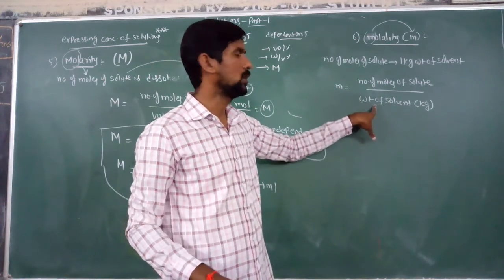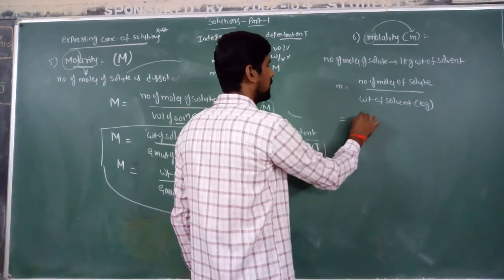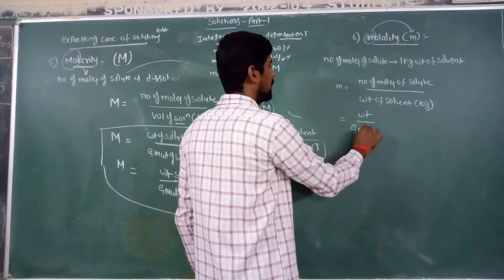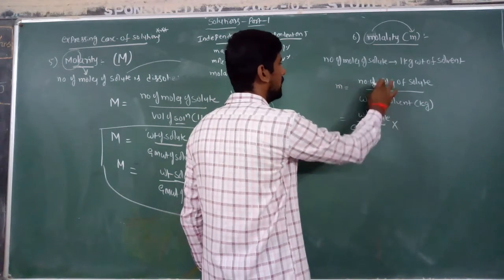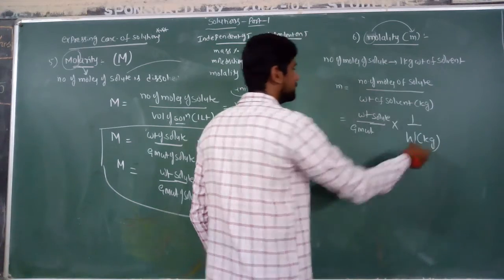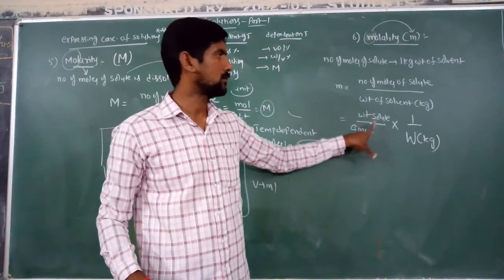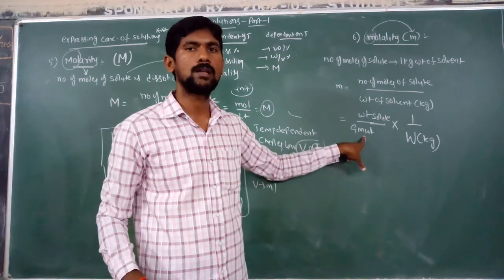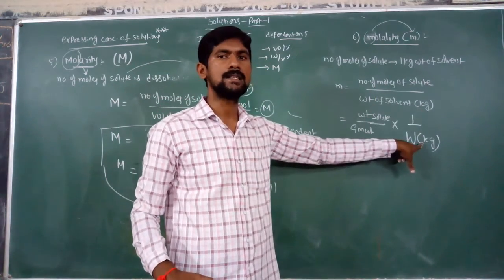Number of moles of solute by weight of solvent in kg. How do you calculate number of moles? Weight by gram molecular weight. So it is weight of solute by gram molecular weight of solute into 1 by weight of solvent in kg. Number of moles is weight by gram molecular weight.